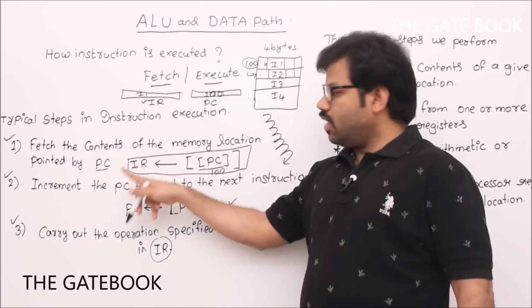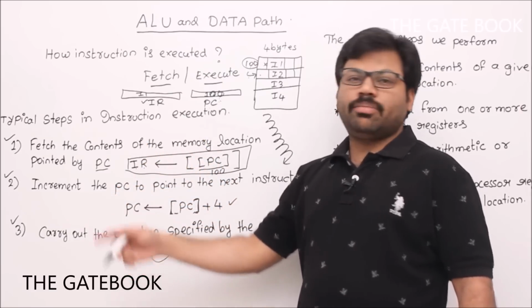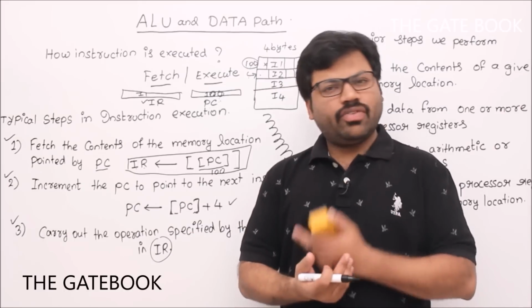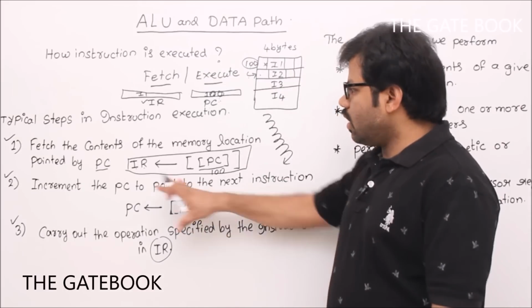Fetch the instruction, increment the program counter. Third step is carry out the operation. This is the general thing, right? Unless there is a branching, everything follows this. We will see those things later. So this is a rough idea.